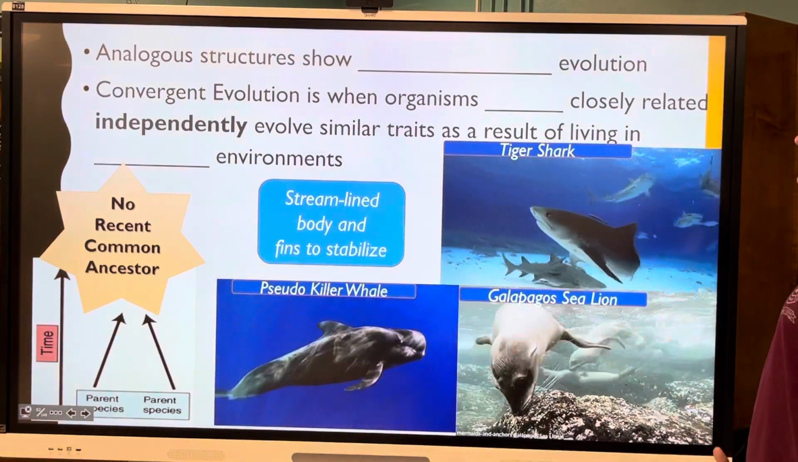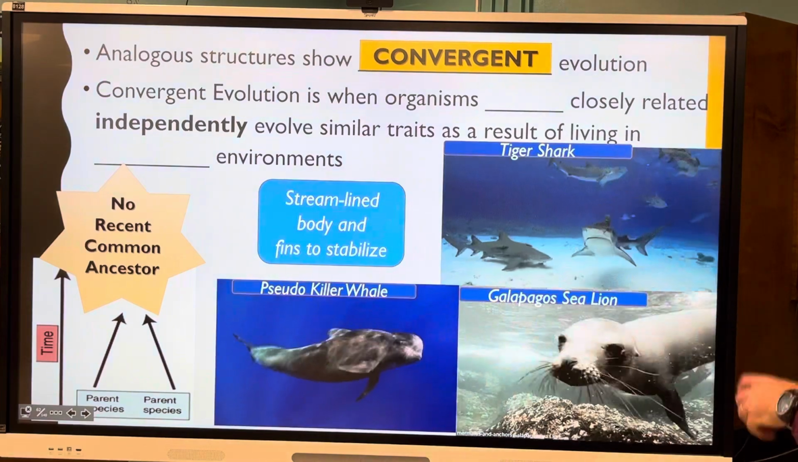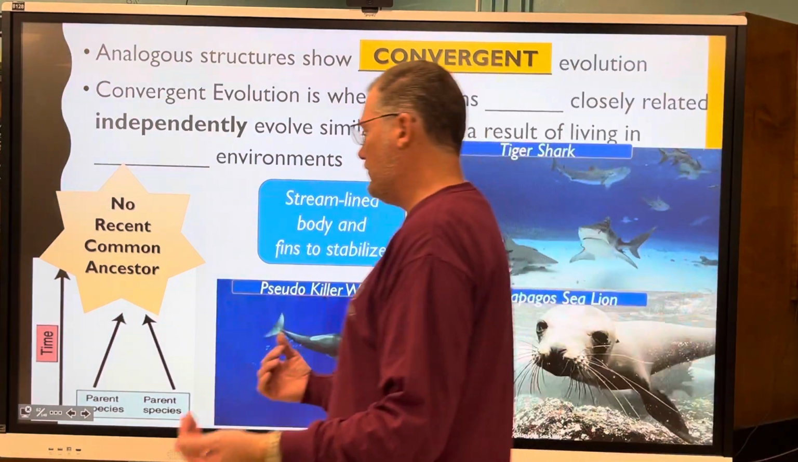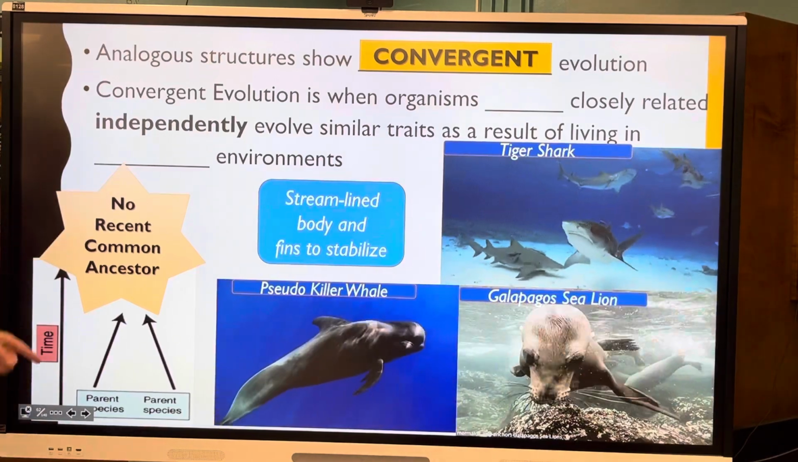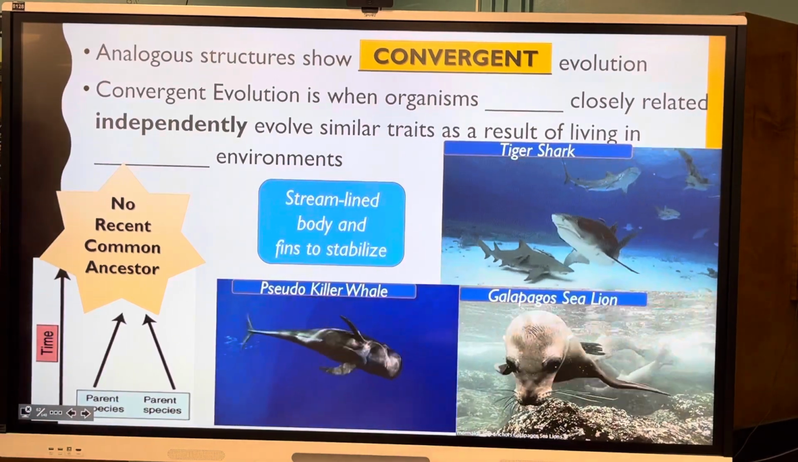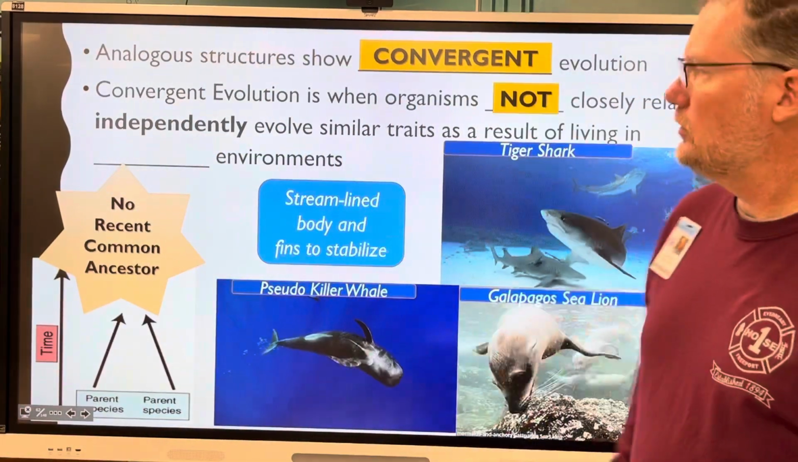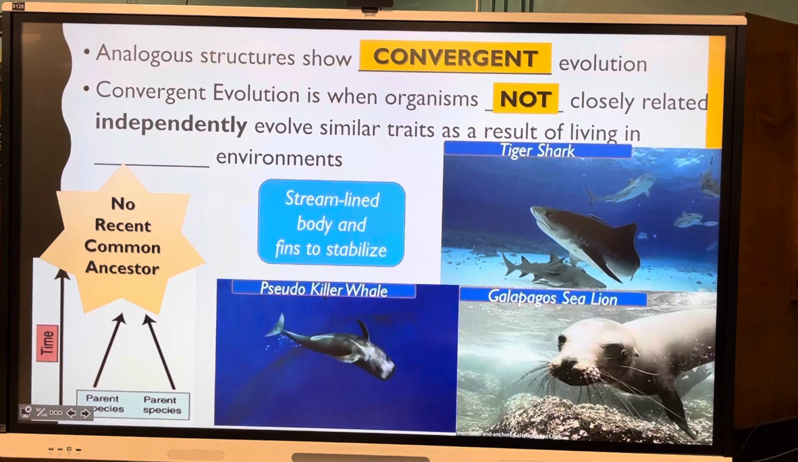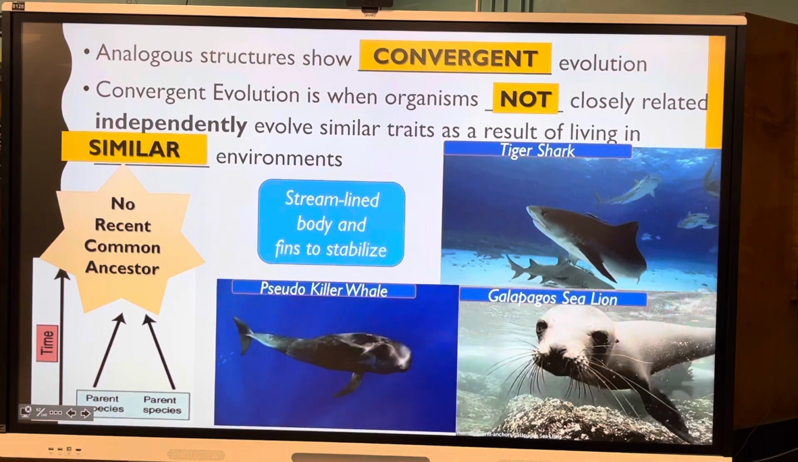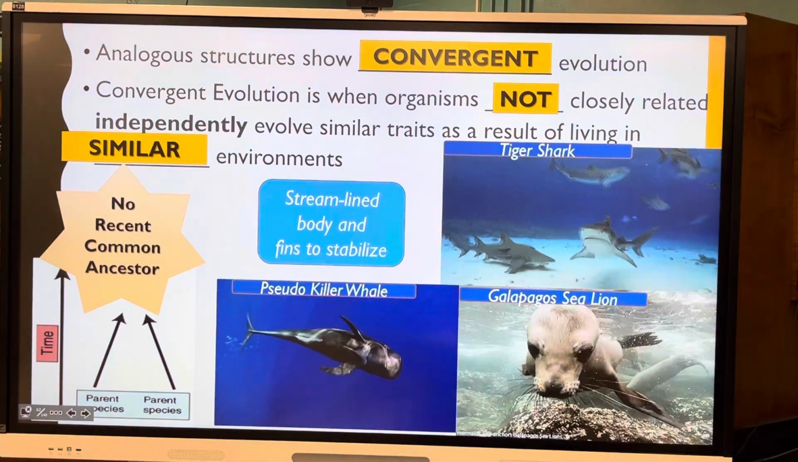Okay, so analogous structures show convergent evolution, convergent rather than divergent. No recent common ancestor. Convergent evolution is when organisms not closely related independently evolve similar traits as a result of living in similar environments.